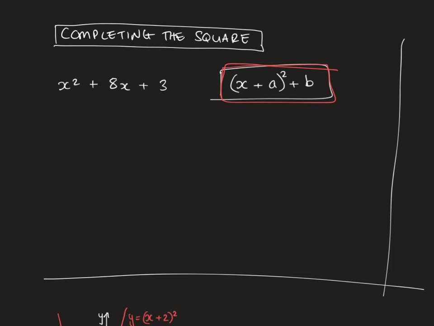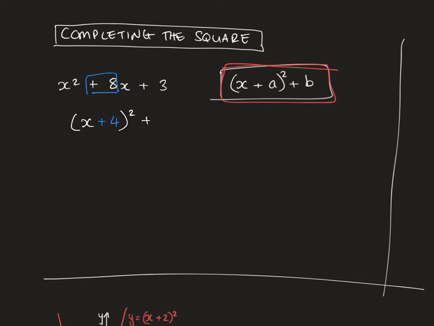Now, in order to create this form, the first thing we need to do is half the b value. The b value here is the number in front of the x, or the coefficient of the x. So in this case, it would be 4. We write it in this form here. We write the brackets, so that'll be x plus something all squared plus another number. And in this case, we've halved the b value, which is plus 4. Okay, so it's plus 4.